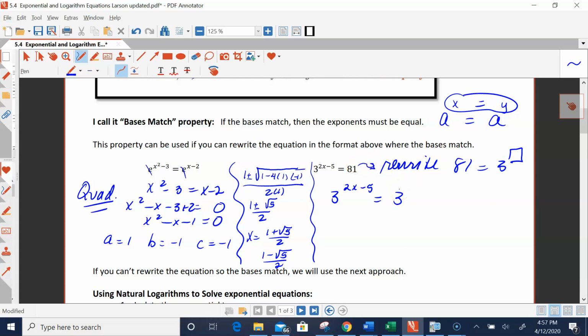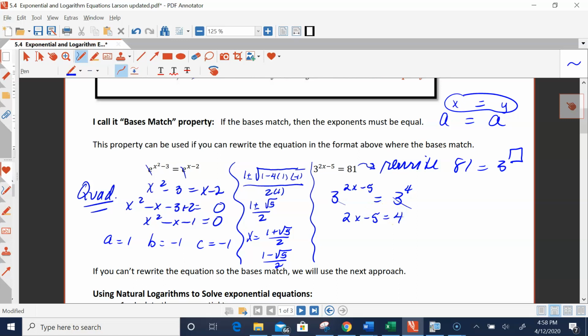So 3 to what power is equal to 81? 3 times 3 is 9, times 3 is 27, times 3 is 81. So actually it's 3 to the 4th power. So 3 to the 2x minus 5 equal 3 to the 4th. My bases are matching. Hooray, because that makes this easy to solve. All I have to do is wipe those bases out and solve for the exponents.